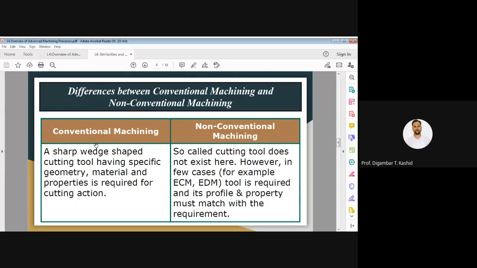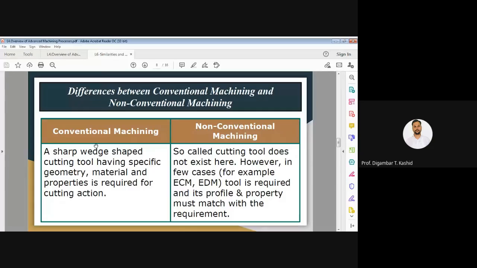In conventional machining, a sharp-edged cutting tool having specific geometry, material, and properties is required for the cutting action. In non-conventional machining, the so-called cutting tool does not exist here.